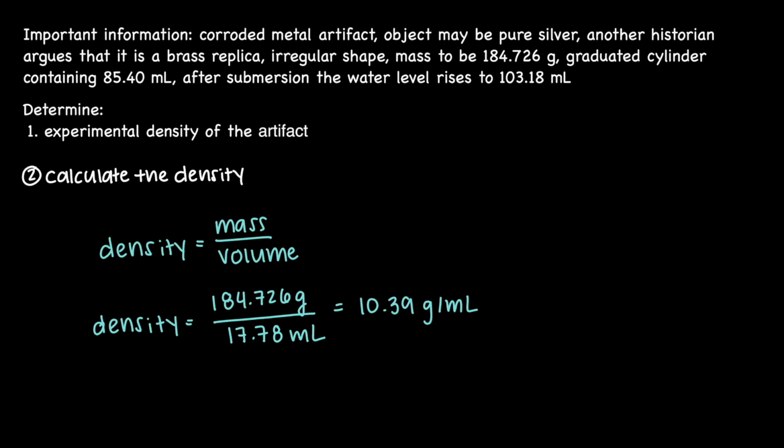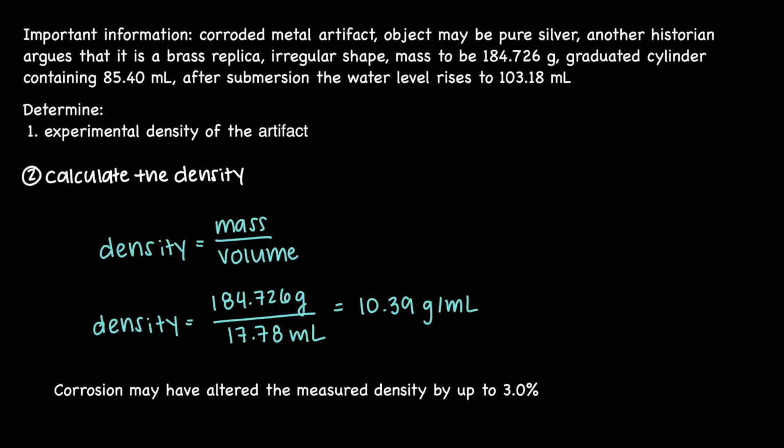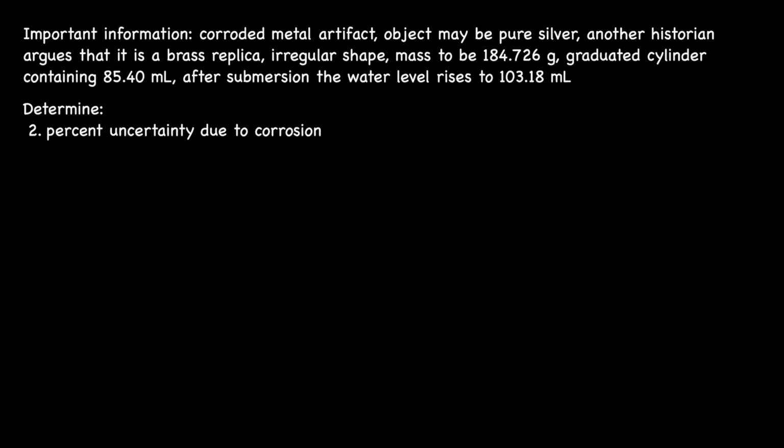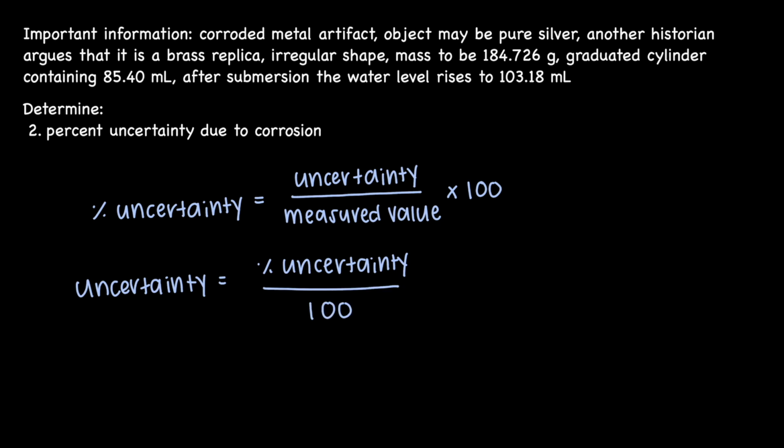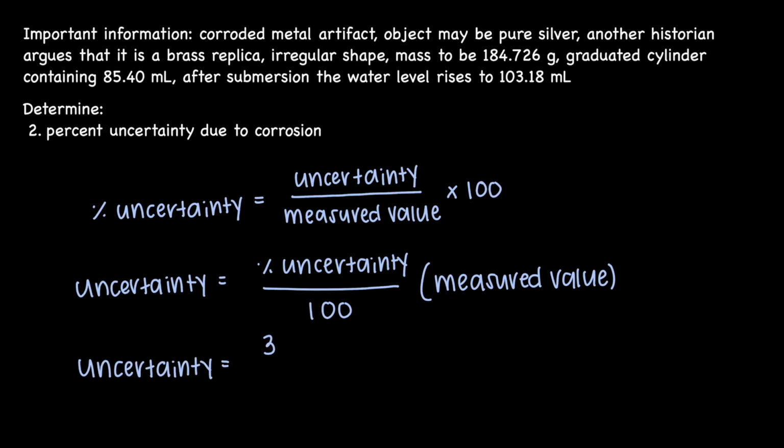However, we also have to take into account that corrosion may have affected the measured density by up to 3%. To determine the uncertainty in our density measurement, we can rearrange the percent uncertainty equation. Percent uncertainty equals uncertainty divided by the measured value times 100. Rearranging the equation to solve for the uncertainty gives uncertainty equals the percent uncertainty divided by 100 multiplied by the measured value. Substituting our values, uncertainty equals 3 divided by 100 multiplied by 10.39 grams per milliliter.